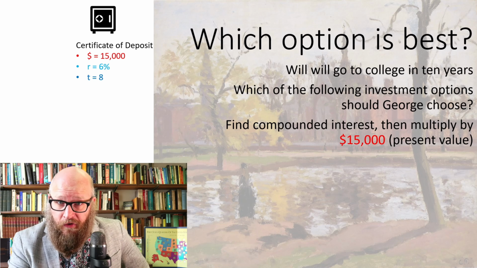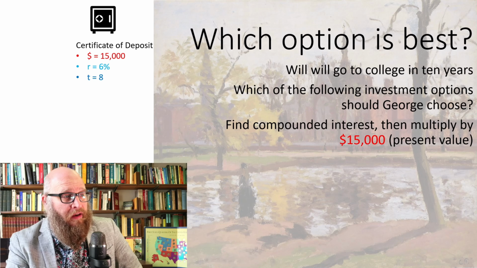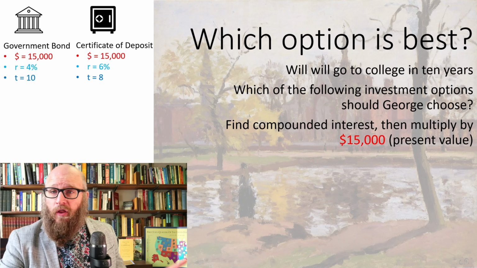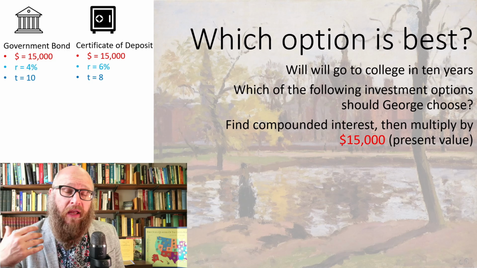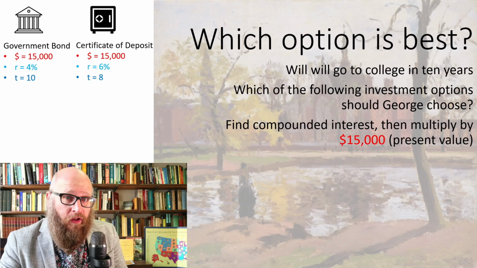The first option is a certificate of deposit. The interest rate is 6%, and the terms are over 8 years. Another one is we could buy a 10-year government bond. Interest rate's 4%. Which one will yield a higher return?